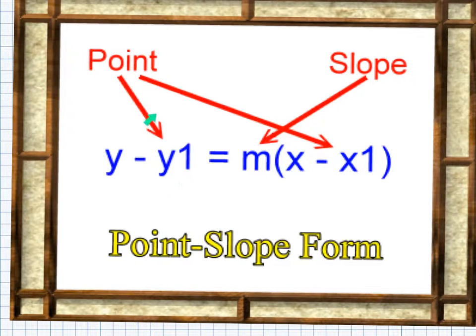We have y1, that's the point, and that's the point. So your coordinates are going to be there. The x-coordinate would be here. The y-coordinate would be here. The slope, which we've already talked about, is here. And we do nothing with this y or this x at the moment.